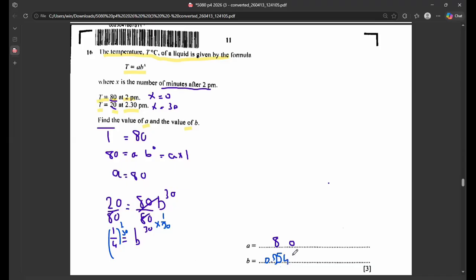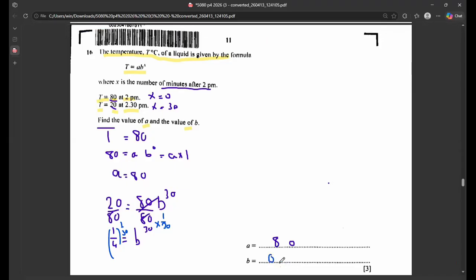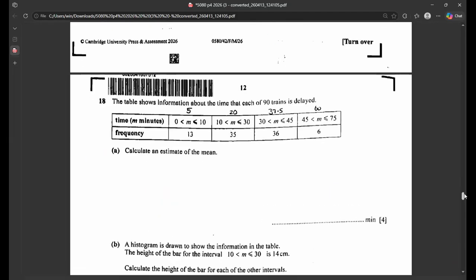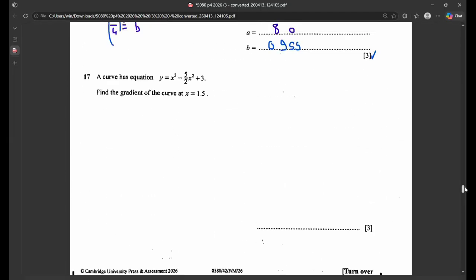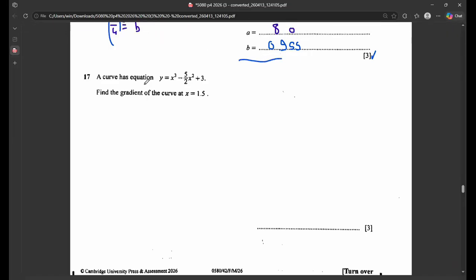So we can say here 0.955, we can write it like 0.955, and we get this mark. Easy. Okay. But this is the first time he gets a question like this in the exam. It's easy. And here is a curve question.